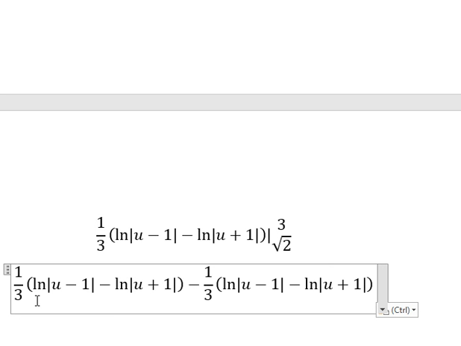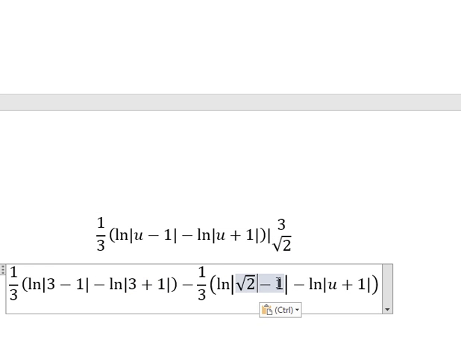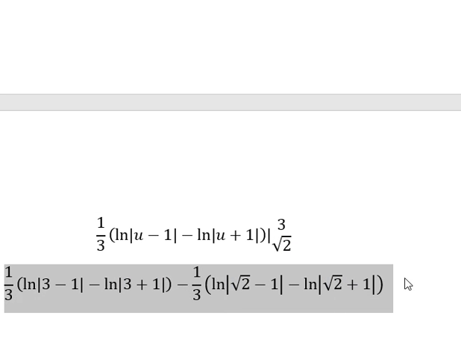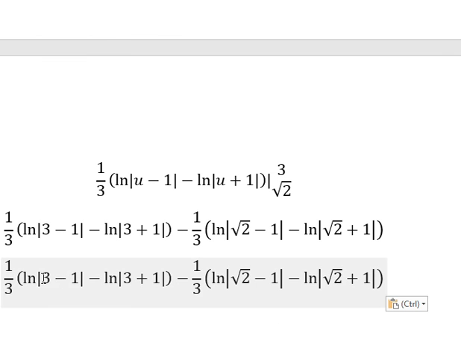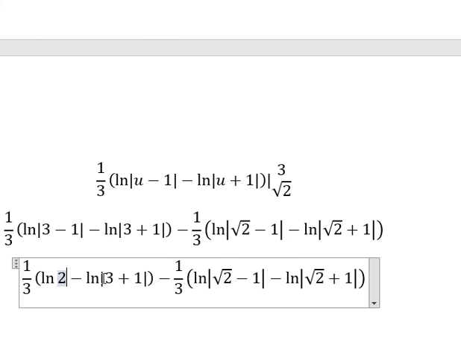So I will put number 3 in here. The square root of number 2 in here. So this one we have number 2. This one we have number 4.